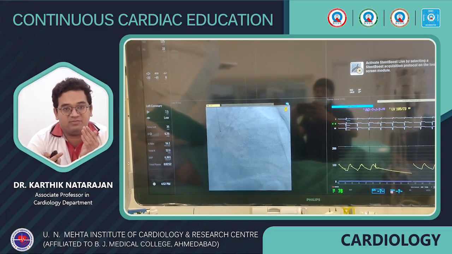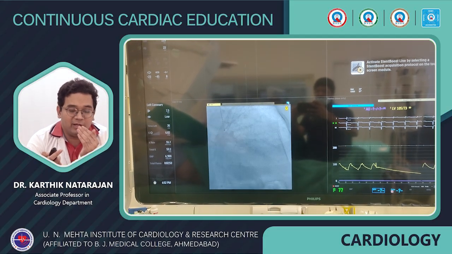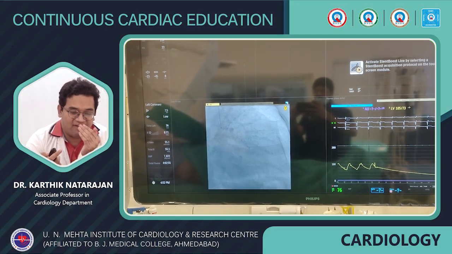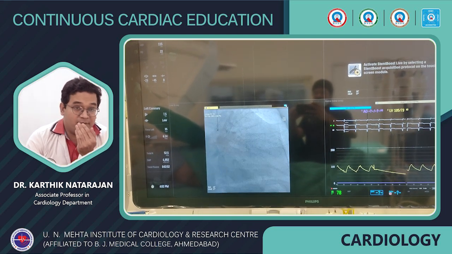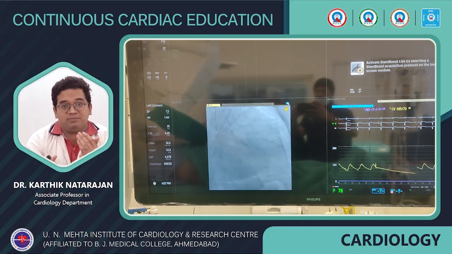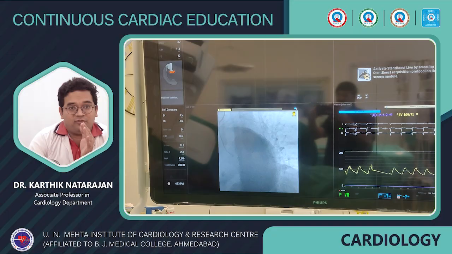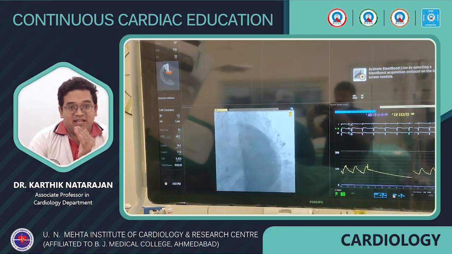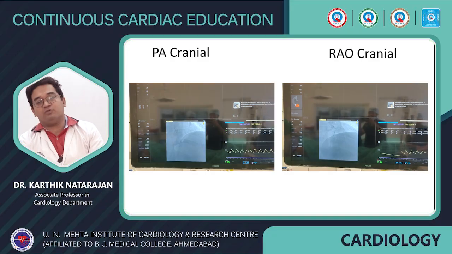Okay, but again the frames are very low, so if you need to avoid radiation exposure, try to reduce the amount of frames. So the average frames per second by which the operators operate is around 7.5. You can bring it down to even 3.75 in some cases. Again, the LAO caudal view. Again, you can see that as you do the fluoro, you can see a gradual rise in the dose area product, and this is the PA cranial and the RAO cranial views.